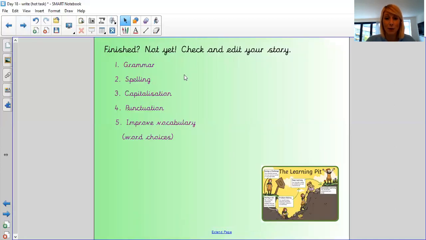When you've finished then, I would like you to check and edit your story. So we always try to go back, don't we? Even if you don't finish your whole story today, I would still like you to edit what you've done and check what you've done. So the things you need to look for: have you used correct grammar? Is your spelling okay? Have you remembered your capital letters? Is your punctuation okay? Have you got your full stops, your commas, particularly for the fronted adverbials? And what about your vocabulary? Are there any words that you could improve? Could you do better?